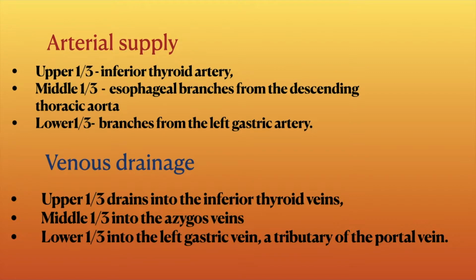Venous drainage. The upper one-third drains into the inferior thyroid veins, the middle one-third into the azygos veins, and the lower one-third into the left gastric vein, which is a tributary of the portal vein.